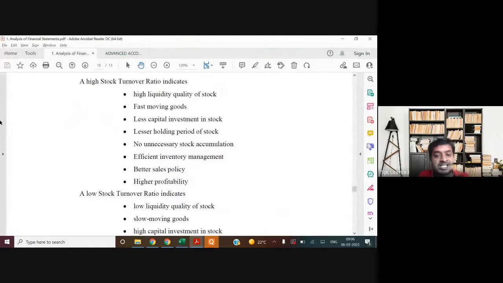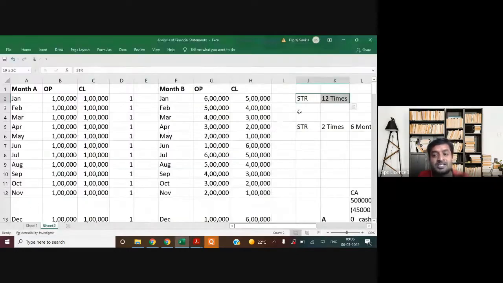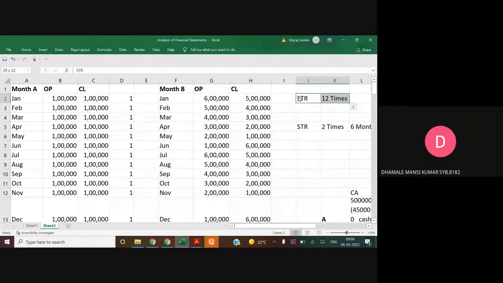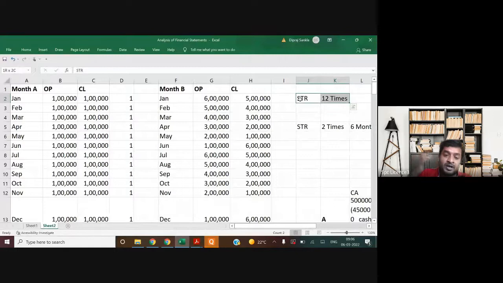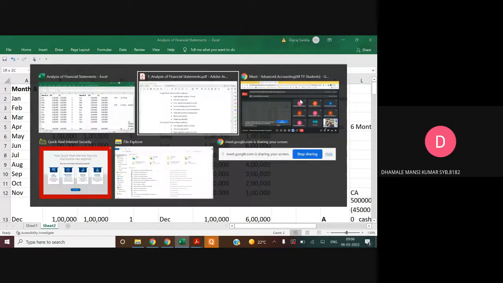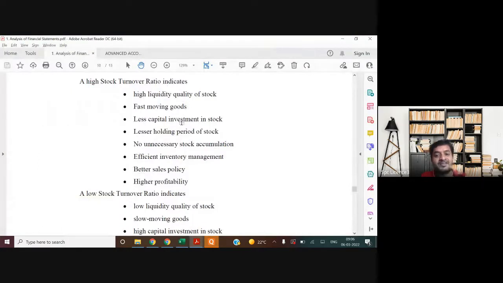Okay, look, fast moving goods. See here, stock is moved 12 times in a year. So here stock is fast moving, right? Stock is promptly converting into cash, right? Yes, sir. Okay, now point number 3, less capital investment in stock.